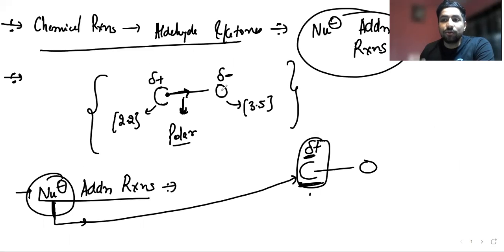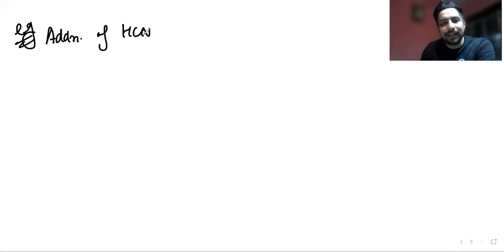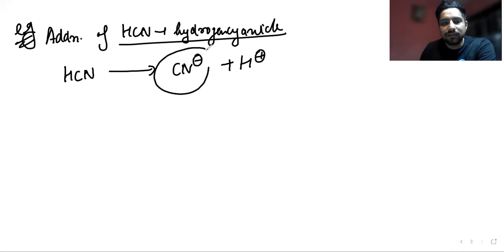And in this, we have understood why aldehydes and ketones undergo nucleophilic addition reactions, right? Now, we will discuss an example of addition of a nucleophile. We will discuss addition of HCN, that is hydrogen cyanide. This is an example that we are doing of nucleophilic addition. This HCN will disintegrate into CN negative plus H positive, right? This is our nucleophile, electron rich.